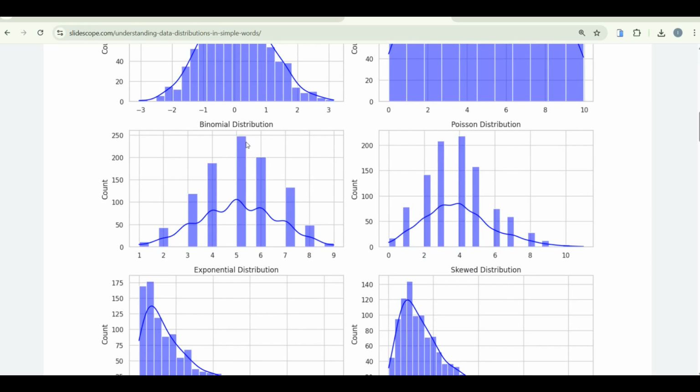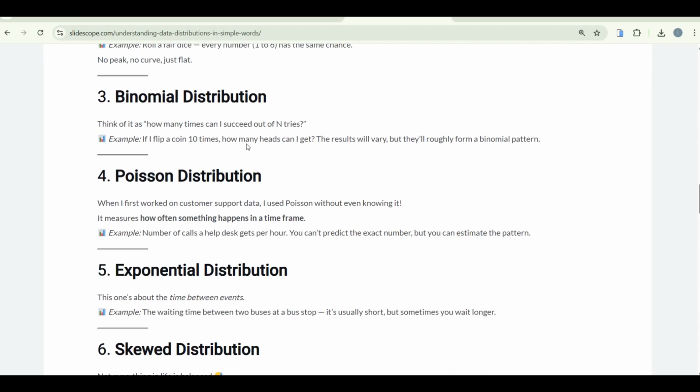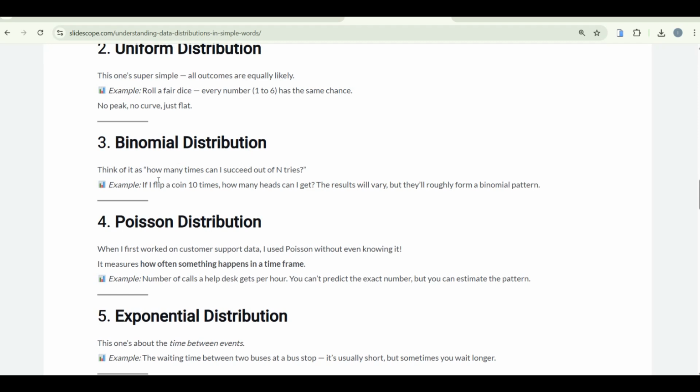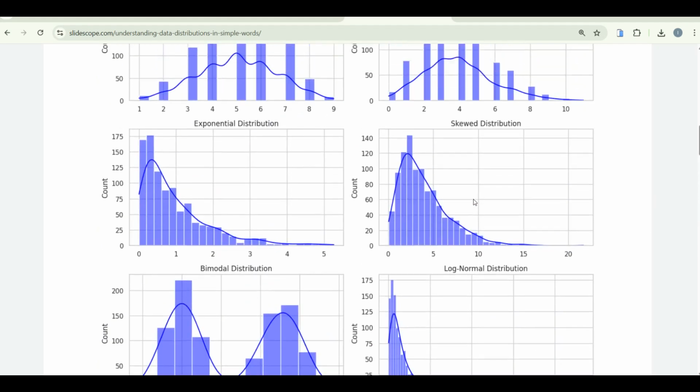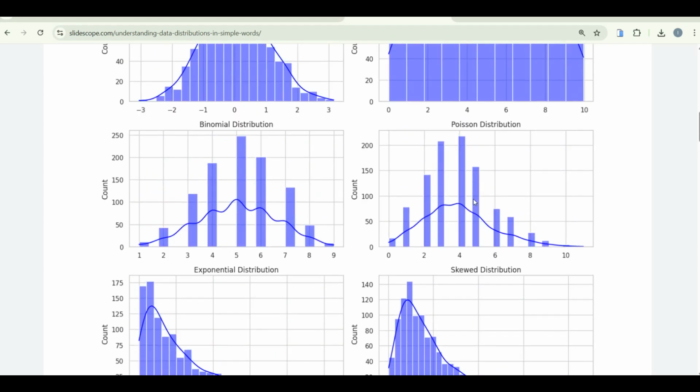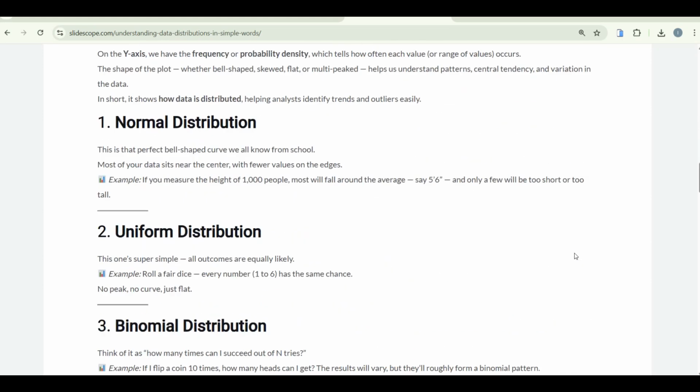Then we have binomial distribution. Think of it as how many times can I succeed out of n tries. For example, if I flip a coin 10 times, how many heads can I get? The result will vary, but they will roughly form a binomial pattern. So this is a binomial example.